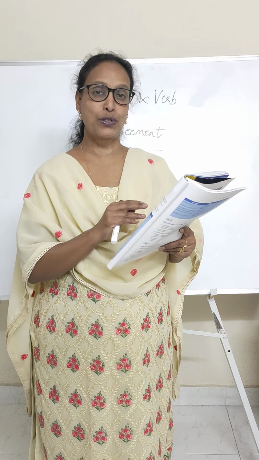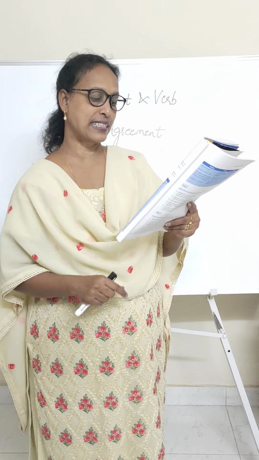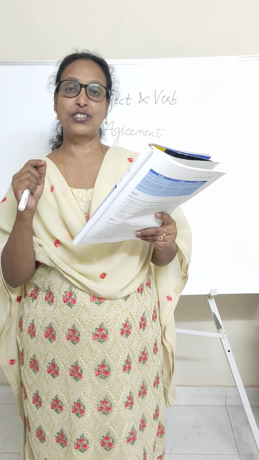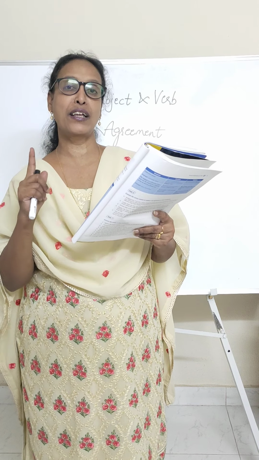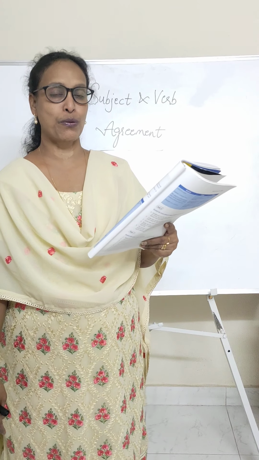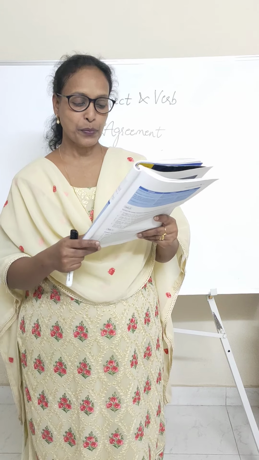But there are some nouns which appear to be plural, but are used in the singular sense. The examples given here are jeans and scissors. Okay, jeans and scissors are plural in form, but they are used in the singular sense. I bought a pair of jeans for myself. Isn't it? Don't you say that?